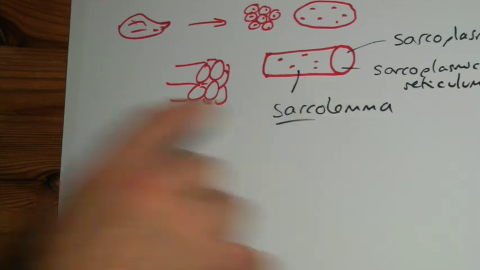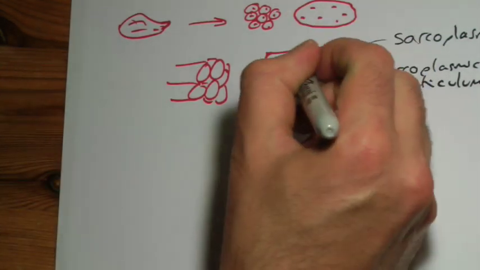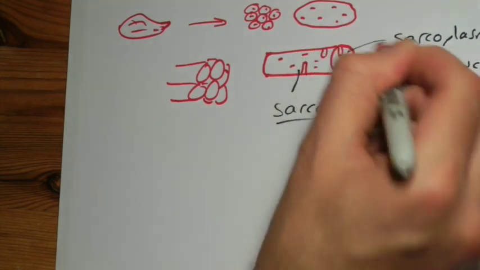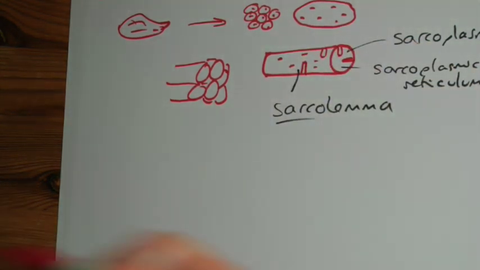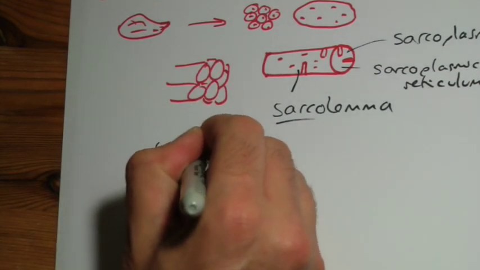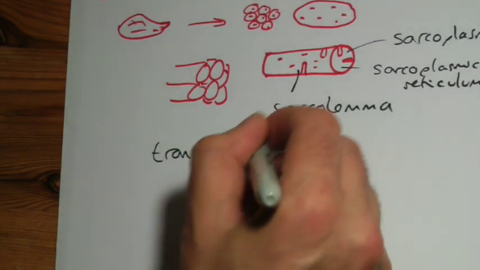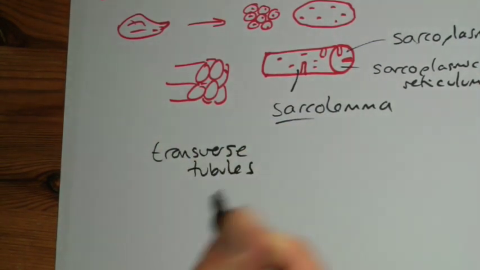The sarcolemma at various points turns inwards. It has these little channels, okay, so there they go inside in 3D, and these little channels are called transverse tubules or T-tubules. Transverse tubules, there we go, or T-tubules.